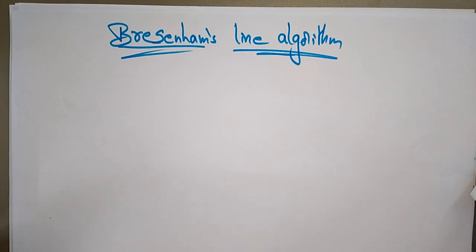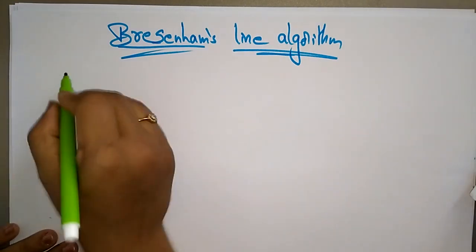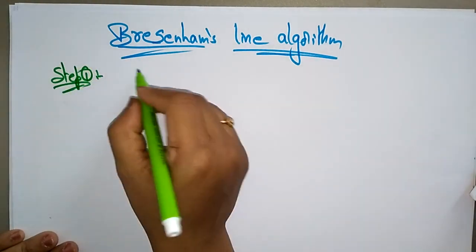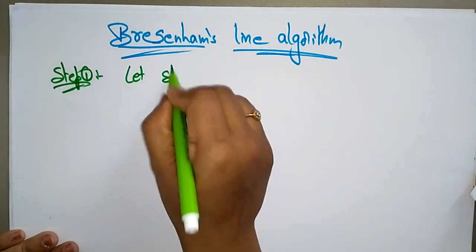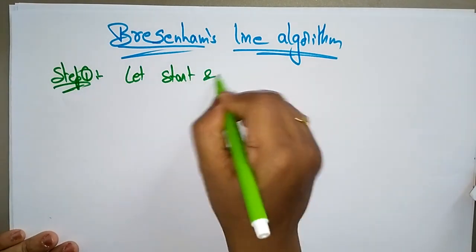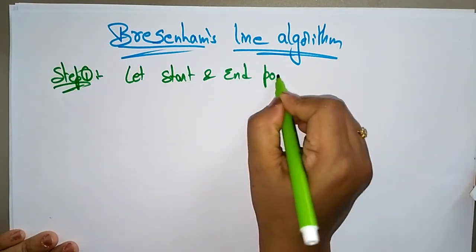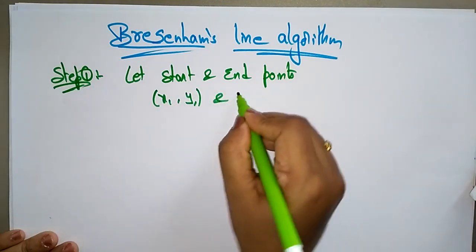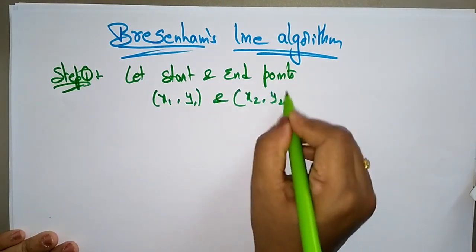I already explained what the decision parameter is. Based on the decision parameter, whether it is greater than 0 or less than or equal to 0, you are going to take TI or SI. Now let's see the algorithm. Step 1: accept the start and end points. The start point is x1, y1 and the end point is x2, y2.